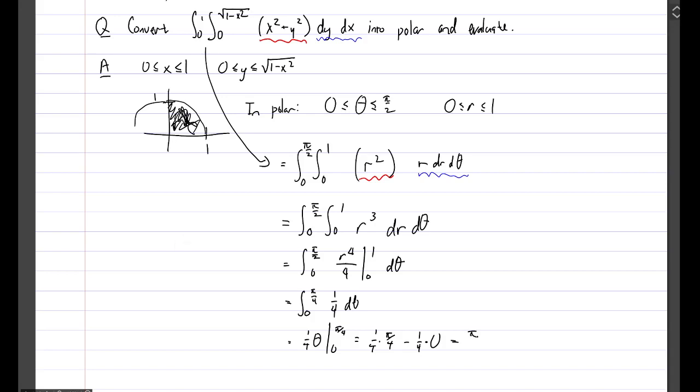Oh, sorry, I don't know why this said pi over 4. Let's fix that. Pi over 2. Sorry about that, I just kind of randomly brought in a pi over 4. It should be a pi over 2. Let me correct those. So we end up with pi over 8 minus 0, or just pi over 8.